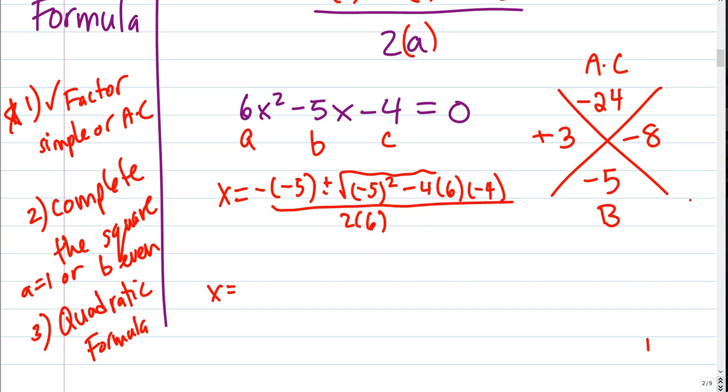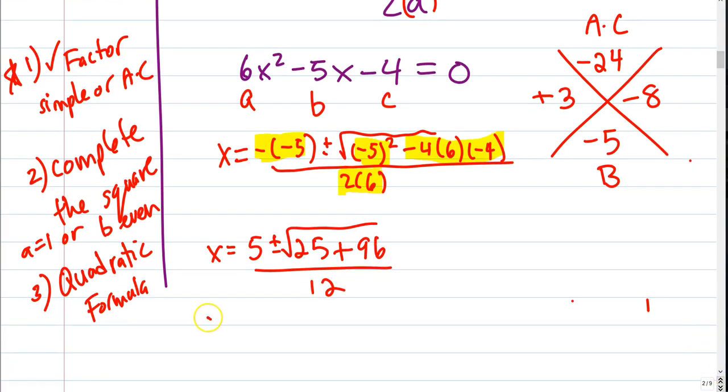So what can we simplify here? Well, I'm definitely going to simplify the exponent and this whole multiplication problem. I have 1, 2, 3, 4 different sections we could simplify. Negative 5 becomes positive 5, plus or minus the square root of negative 5 squared, which is 25. Now here I have two negatives multiplying to make a positive. 4 times 6 is 24. 24 times 6 I think is 96. All divided by 12.